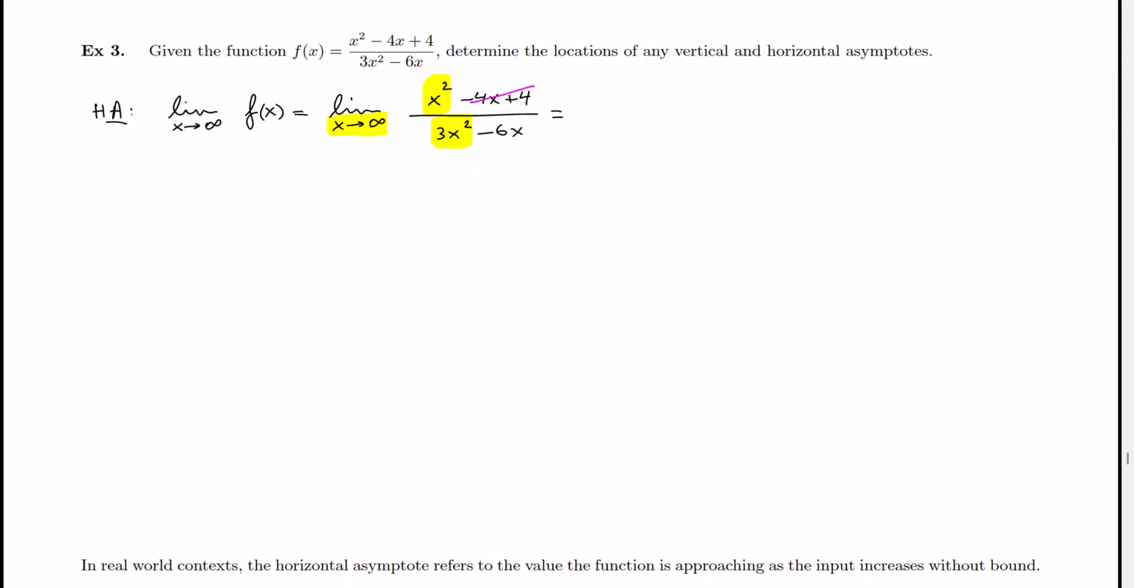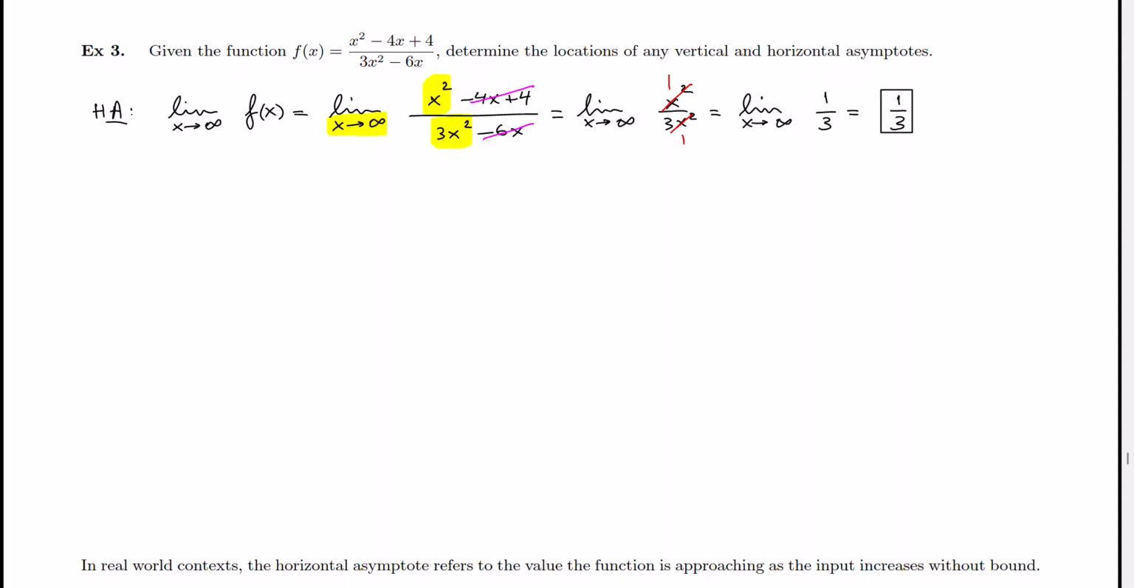So I get to ignore the negative 4x plus 4, and I get to ignore the negative 6x. And I'm just going to look at the limit as x goes to infinity of x squared divided by 3x squared. Obviously, I can reduce the x squareds to lowest terms, and when I reduce them, they get replaced with 1. So this is the limit as x goes to infinity of simply 1 divided by 3. Since there are no x's to plug anything into, the limit is just simply going to be 1/3.